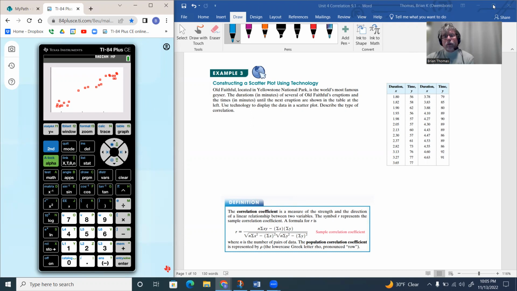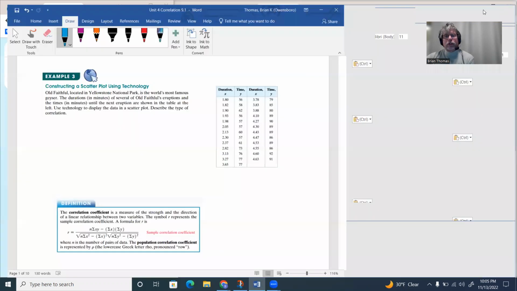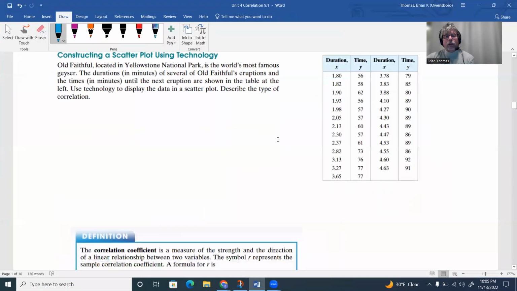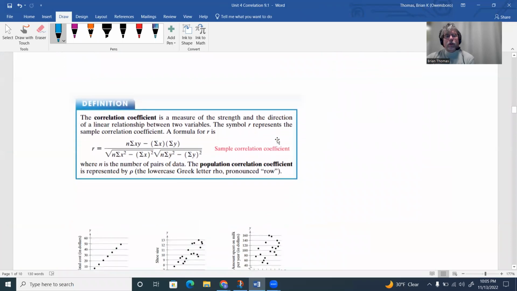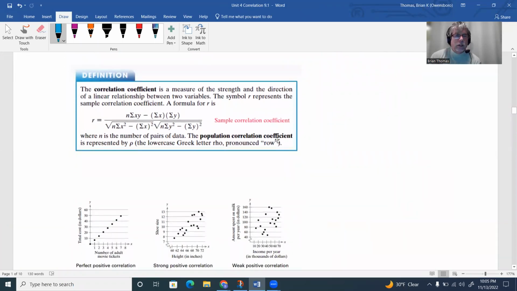So what we're looking for in our data is how linear is it? That's where we're moving into: it looks linear, but how linear is it? So this is where we get into what's called a correlation coefficient. It measures the strength and the direction of a linear relationship between the two variables. The symbol r represents the sample correlation coefficient. And we have this formula here.